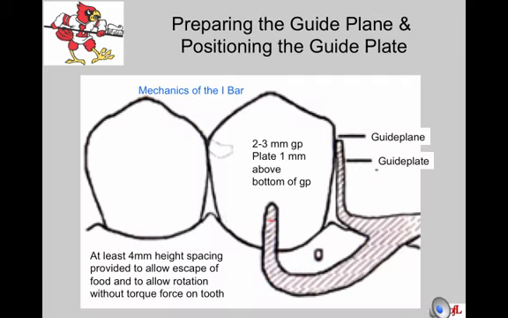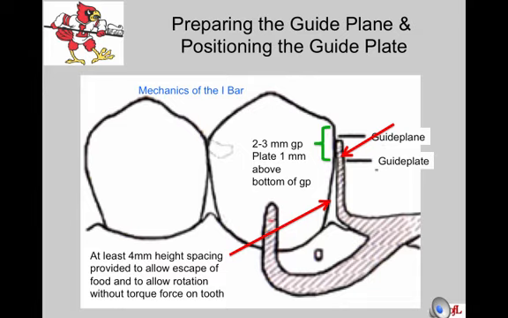This illustrates that the guiding plane is prepared through an area of 2 to 3 millimeters from the marginal ridge apically. The guiding plate is then placed 1 millimeter above the bottom of the guide plane you prepared and touches the tooth through at least 1 millimeter in height. The laboratory will prepare the cast to provide at least a 4 millimeter opening at the apical portion of the guide plate. This space allows for food and debris to escape and not be jammed into the sulcus.